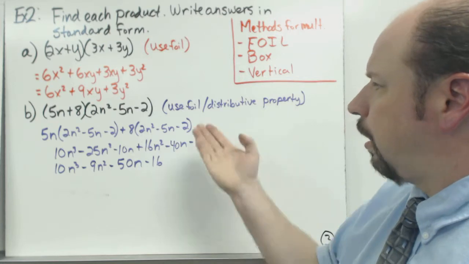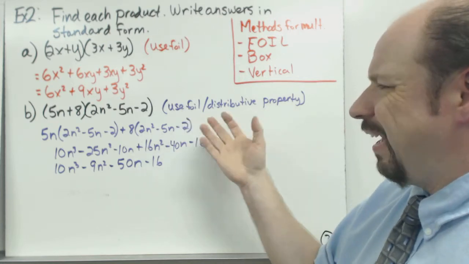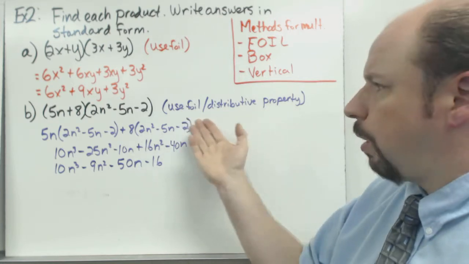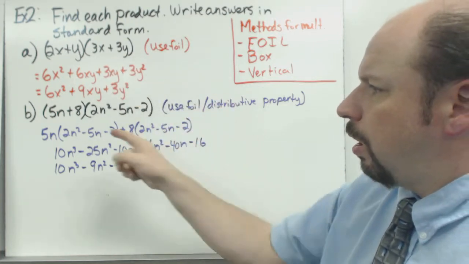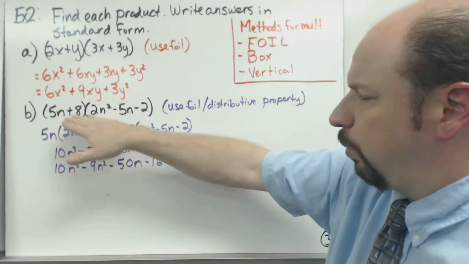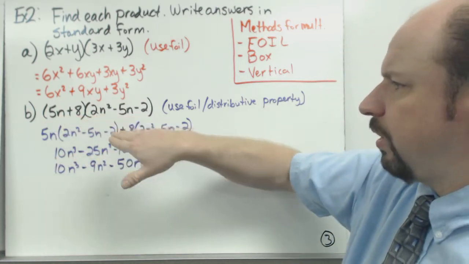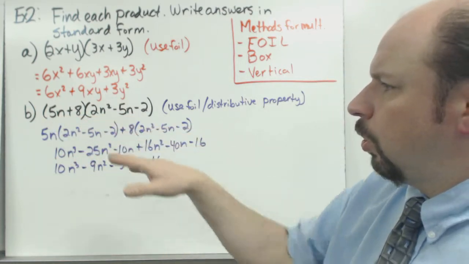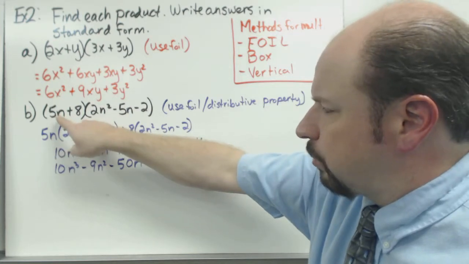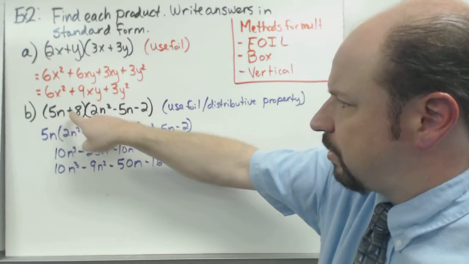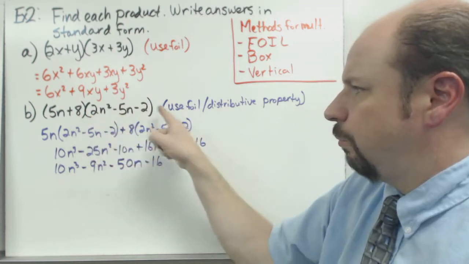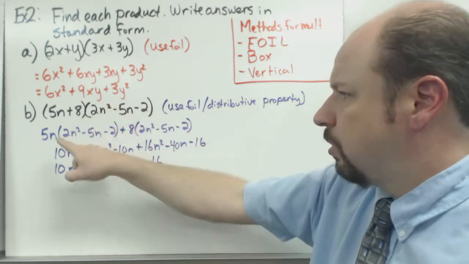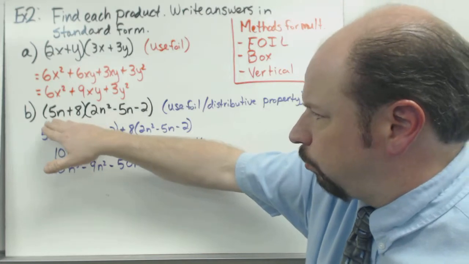Okay, next one. I'm going to use the FOIL, and it's really kind of the distributive property. That's what FOIL really is, the distributive property. So when we multiply 5n plus 8 times 2n squared minus 5n minus 2, really what we're doing when we do FOIL is we take this and multiply it by everything inside here, and then we take this and multiply it by everything inside here. So that's what I'm going to show.